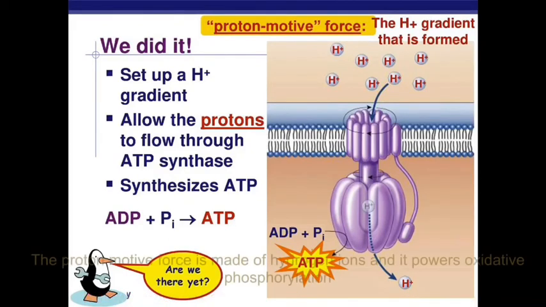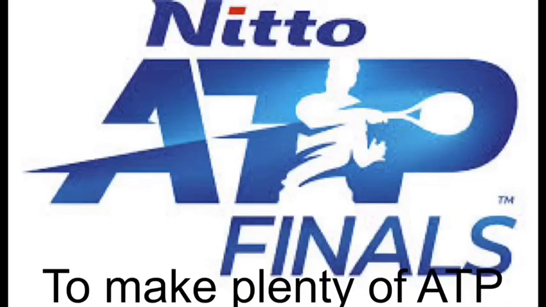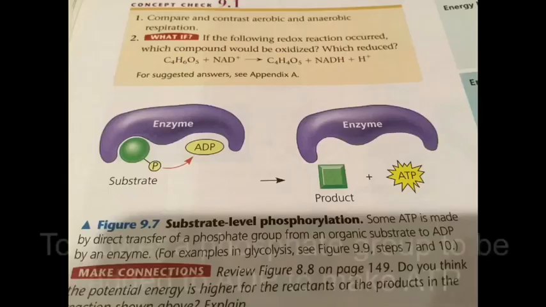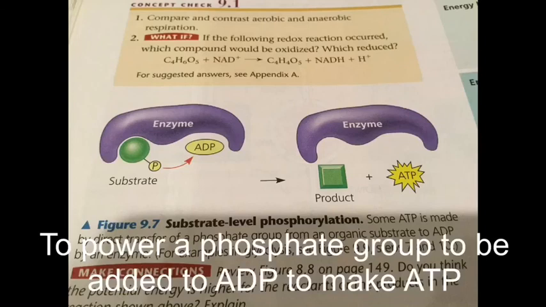The proton motive force is made of hydrogen ions, and it powers oxidative phosphorylation to make plenty of ATP. The hydrogen ions travel through the ATP synthase to power a phosphate group being added to ADP to make ATP. Yeah, mic drop.